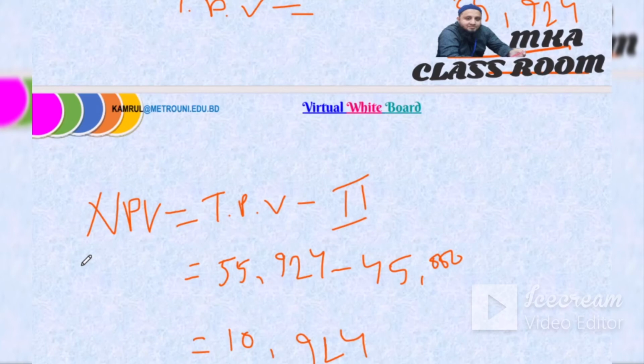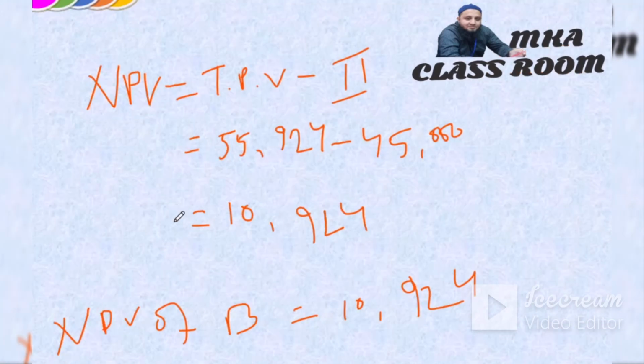So we have to change our discount rate. At first we will try it for 20%. If the 20% shows positive, then we will try for 25%.